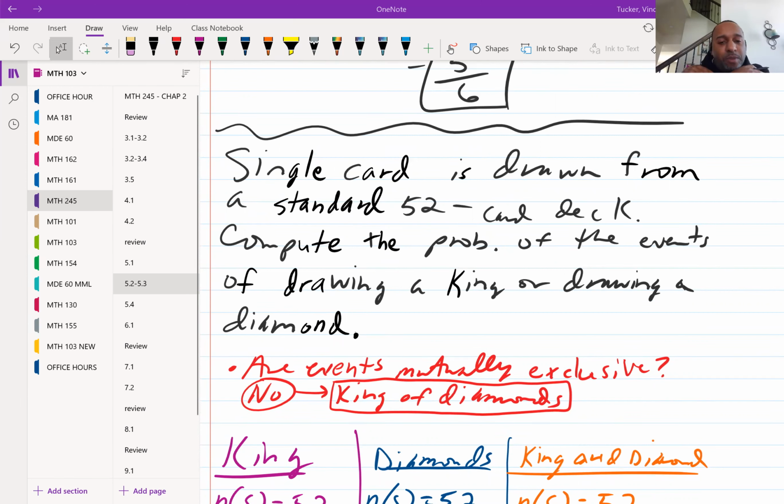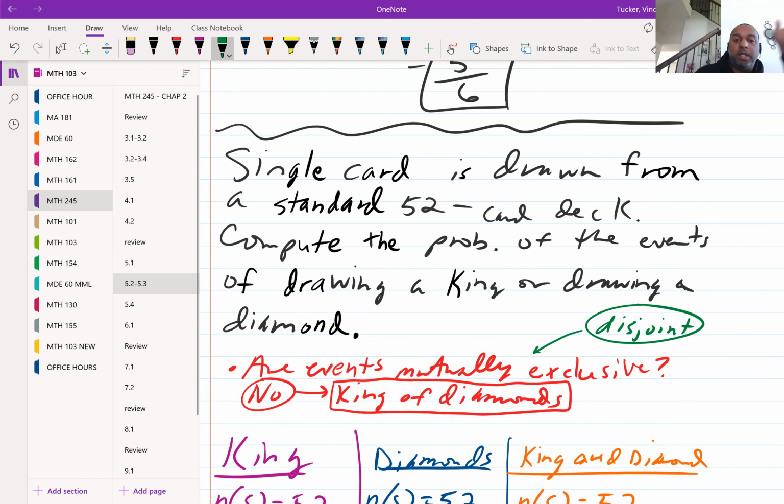Sorry about that. So when we're looking at our events, just like before, you want to ask yourself, are the events mutually exclusive? In other words, are the events disjoint? Just trying to drive home the point that disjoint and mutually exclusive are the same. So no, they do have a card in common.